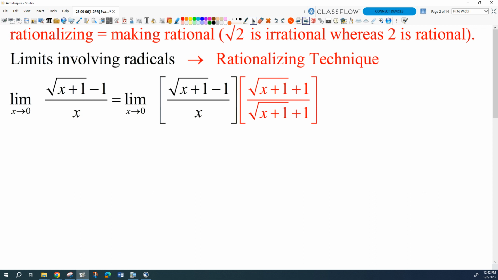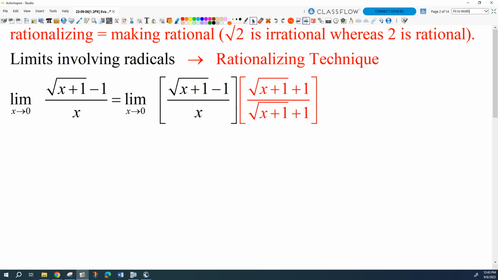Well, what do we mean by conjugate? We've got these two terms. We've got a radical and a non-radical. They could both be radicals, though. It might turn out that they're both radicals. We're going to multiply by the same binomial, only now instead of the operation being subtraction, it's going to be addition, right? So multiply by the square root of x plus 1 plus 1, divided by itself. Okay, and magically this is going to work.